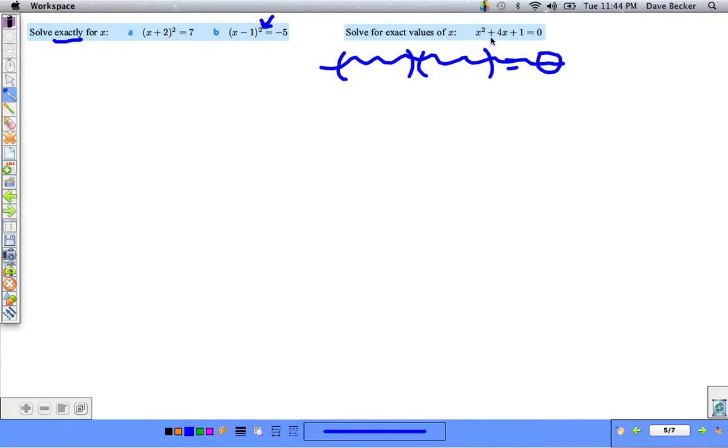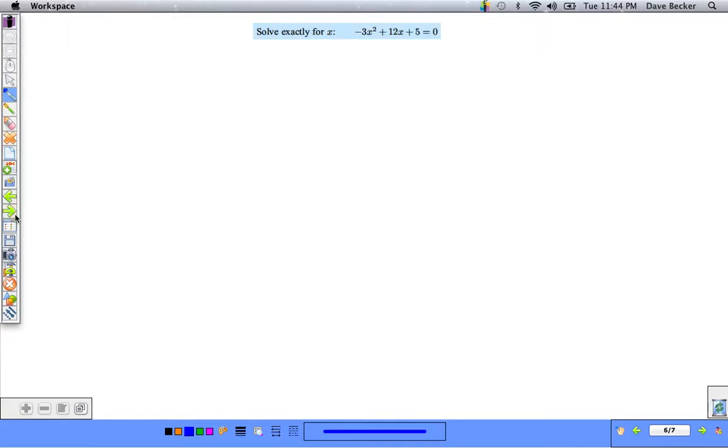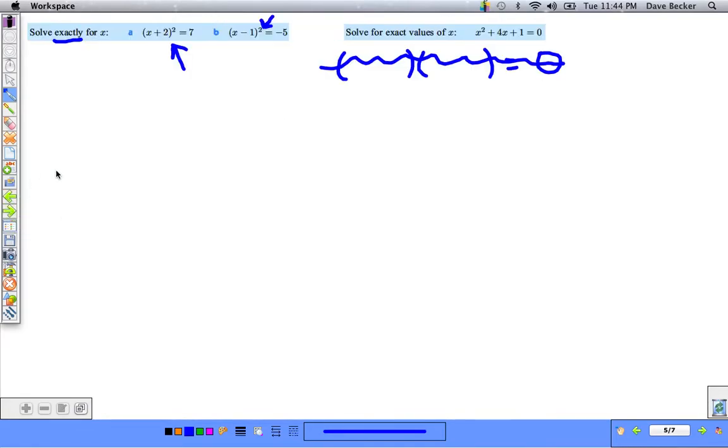But if I could manipulate this to look like something like this, wouldn't that be just great? That was so easy to solve, if you remember. I just took the square root of both sides. I was done in like 2 seconds. Well, that method is called completing the square. I'll just write it out.